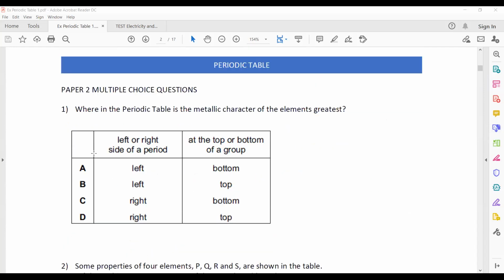In question number 1, where in the periodic table does the metallic character of elements increase? Means where we will find more metals, to the left or the right of the periodic table. When you check the periodic table, I will show you the periodic table as well.